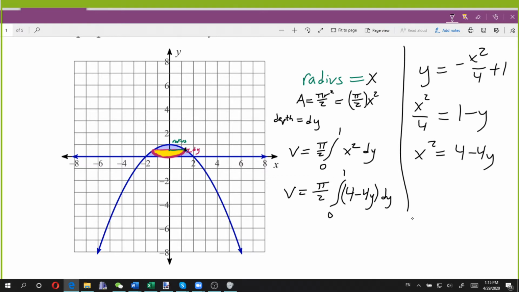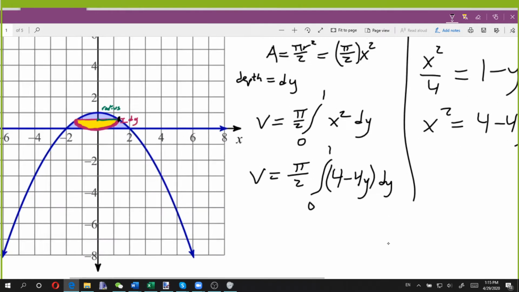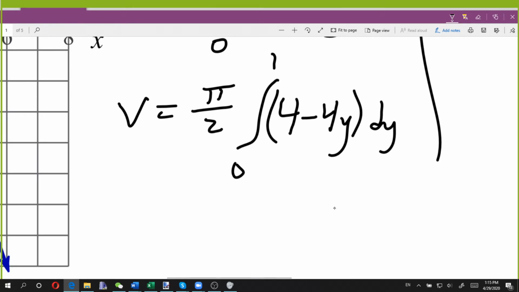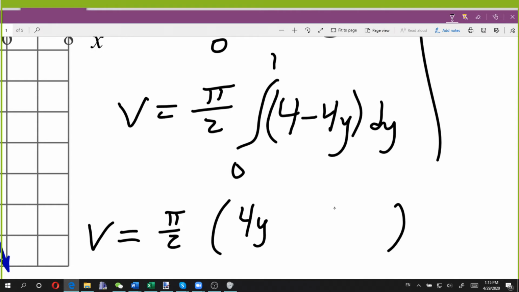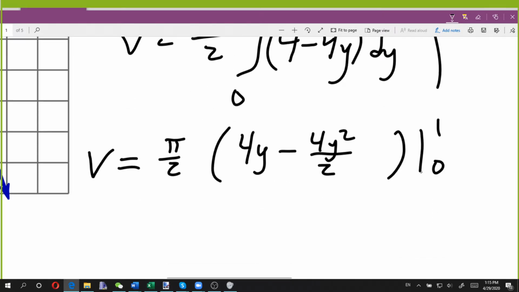Okay, I'm going to jump over to Eric. Eric, how can we integrate this? 4y minus 4y squared over 2. Okay, 4y minus 4y squared over 2 from 0 to 1. Okay, we're going to plug in upper bound and subtract lower bound.